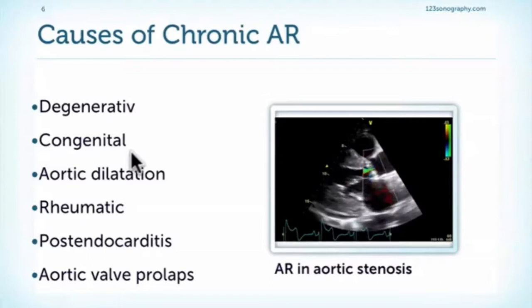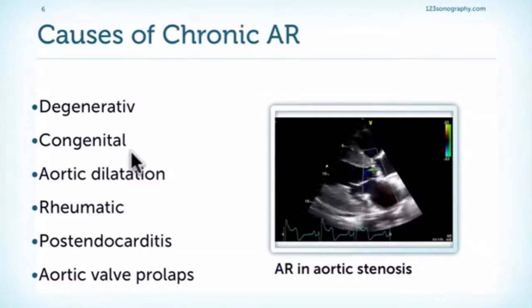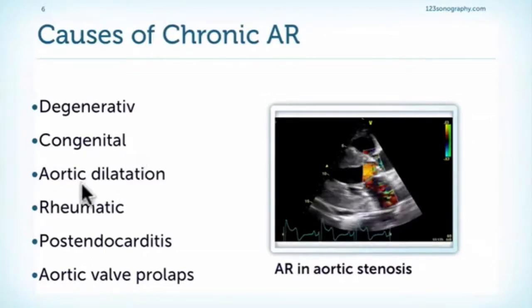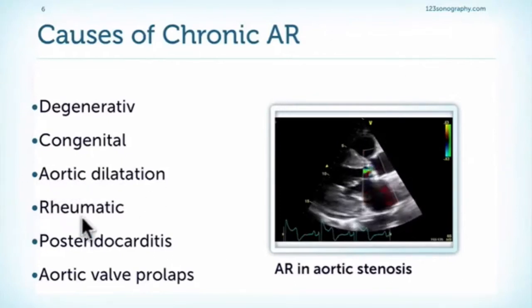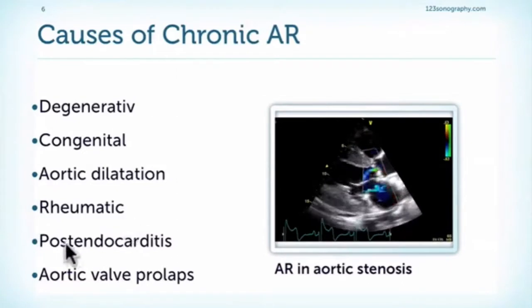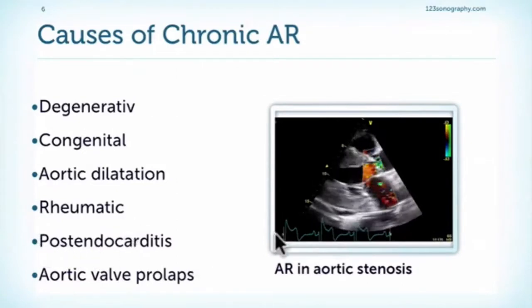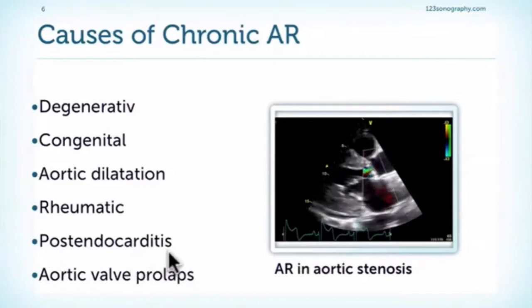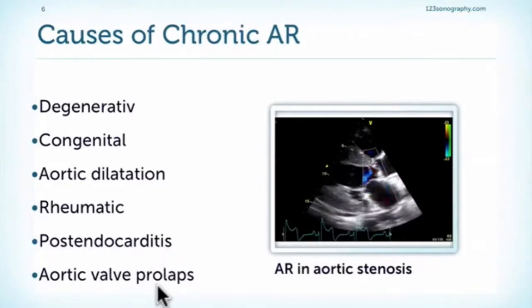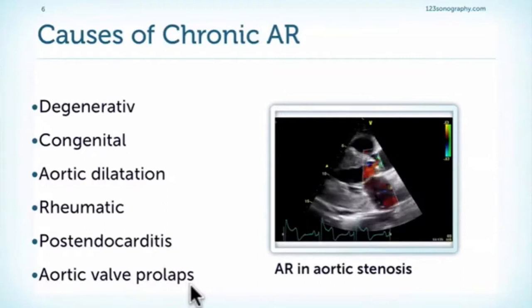We have congenital defects of the aortic valve, which can cause aortic regurgitation. Dilatation of the aorta. As already mentioned, rheumatic heart disease. Patients who suffered an endocarditis with destruction of the aortic valve can develop aortic regurgitation. And some patients have aortic valve prolapse from many causes, which we will see.